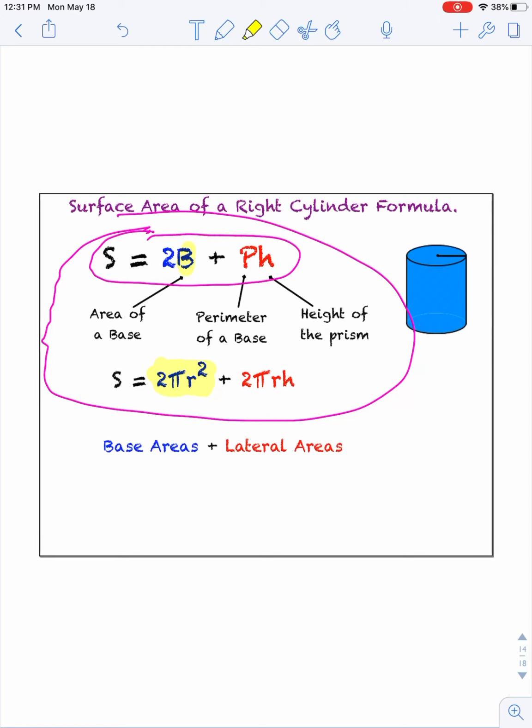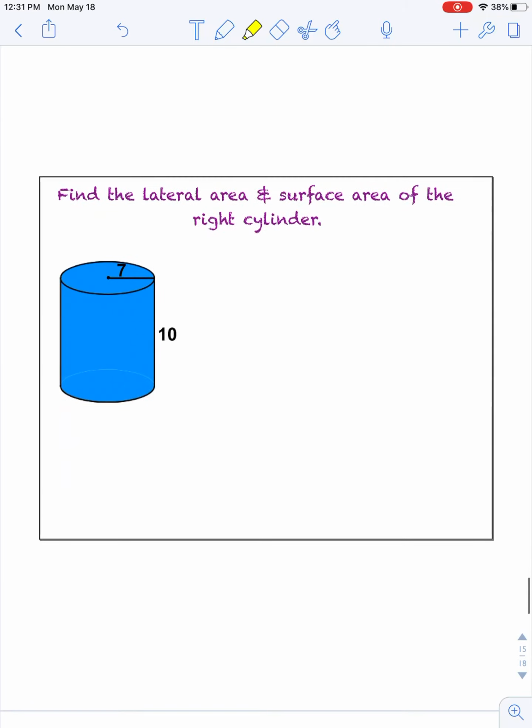Again, we talk a little bit about lateral areas, that's that rectangle, and then the base areas, we add those together to get the combined surface area. So let's practice one, all right? Find the lateral area and surface area of the right cylinder.